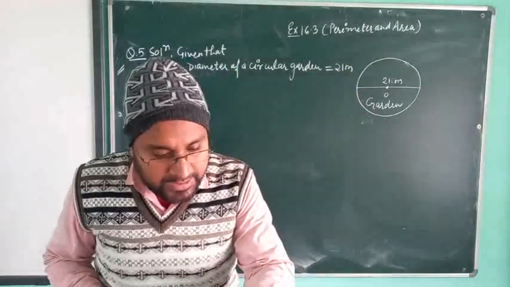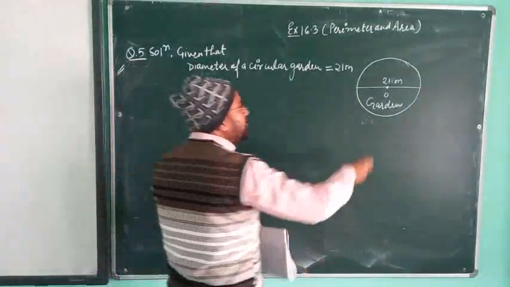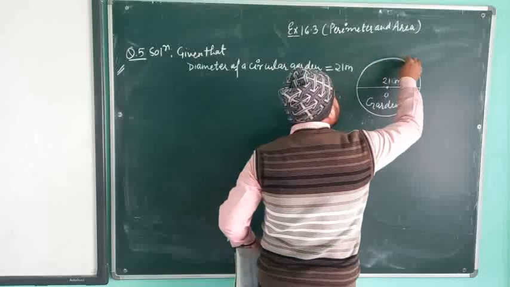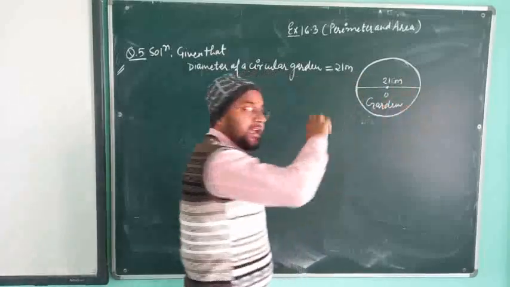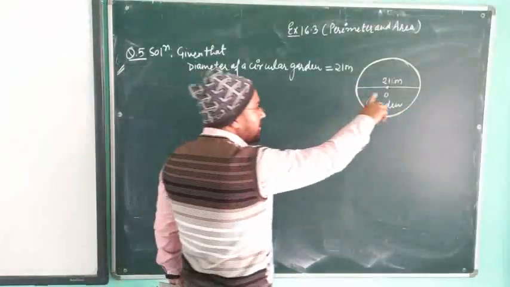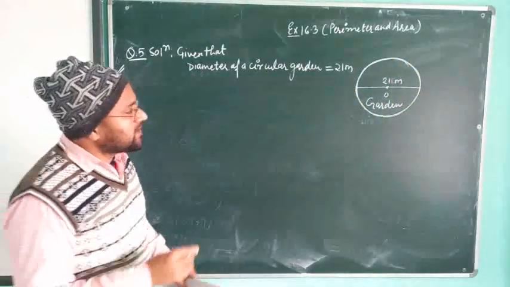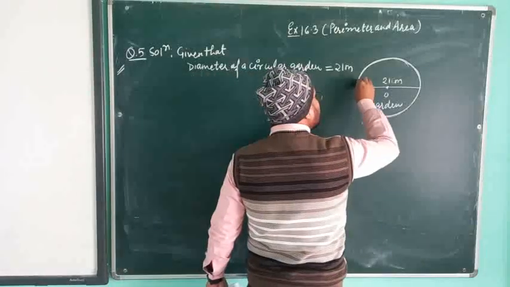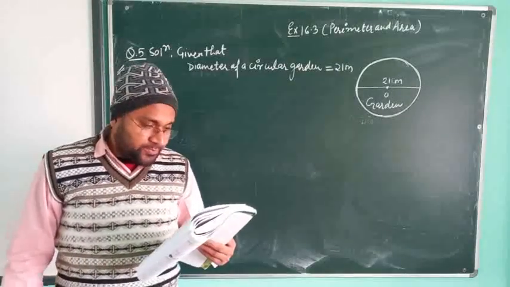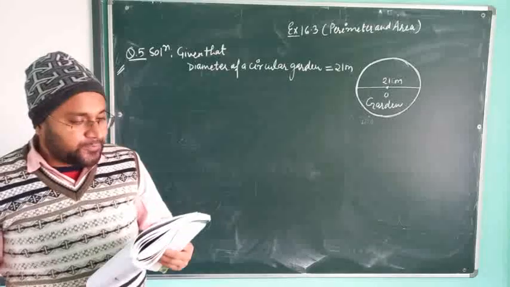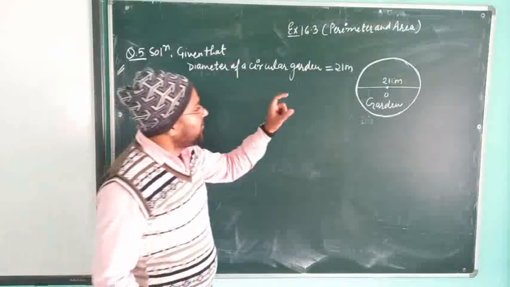Find the length of the rope he needs to purchase if he makes 2 rounds of a fence. He wants to make a fence around this circular garden. He wants to cover it 2 times, not a single time. So what is the length of the rope he needs? Also find the cost of the rope if its cost is rupees 4 per meter, which means 1 meter of rope costs 4 rupees.